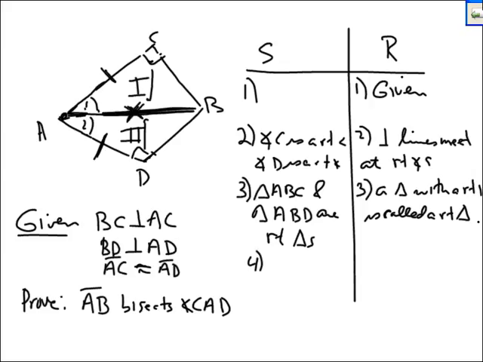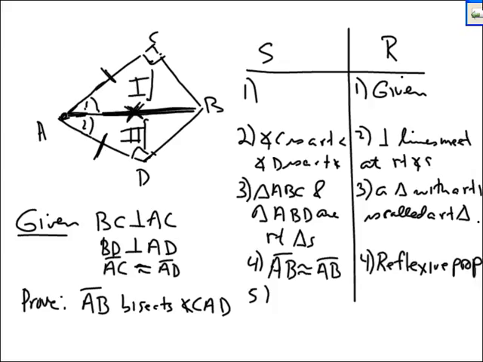Okay, number 4. AB is congruent to AB. Reflexive property. Number 5. Triangle ABC is congruent to triangle ABD. And the reason is HL is congruent to HL.